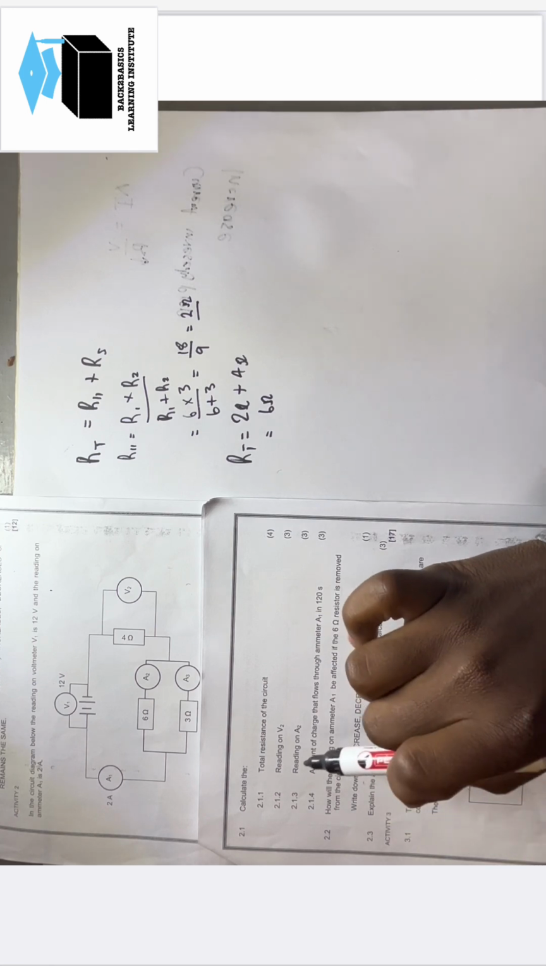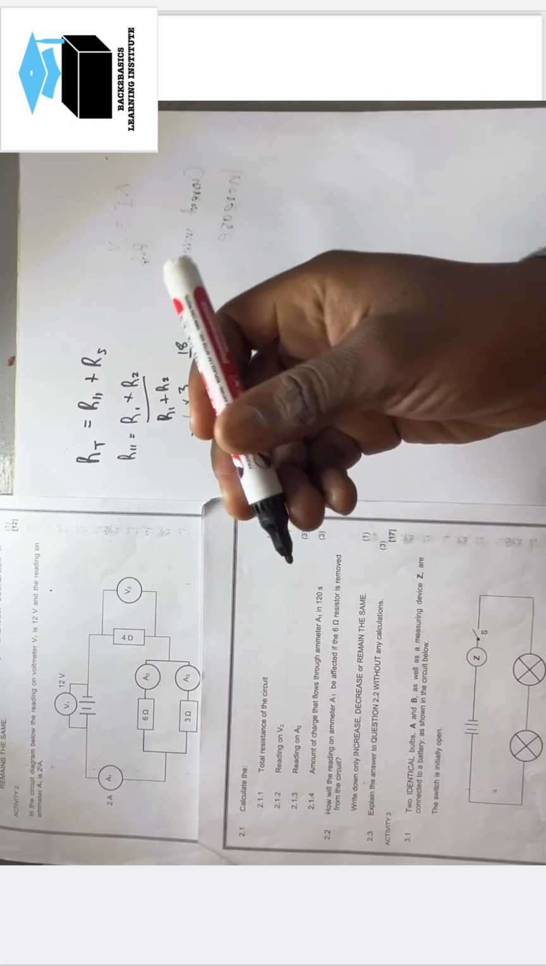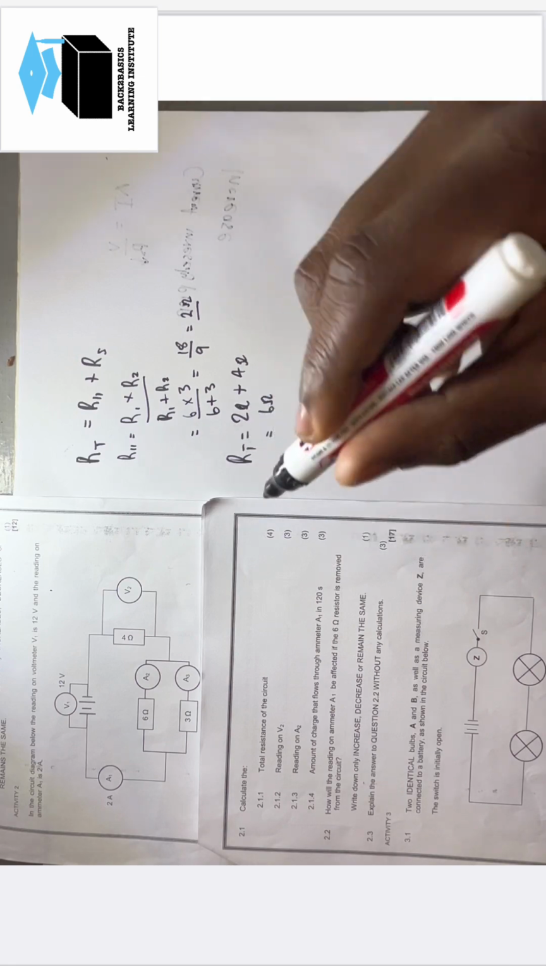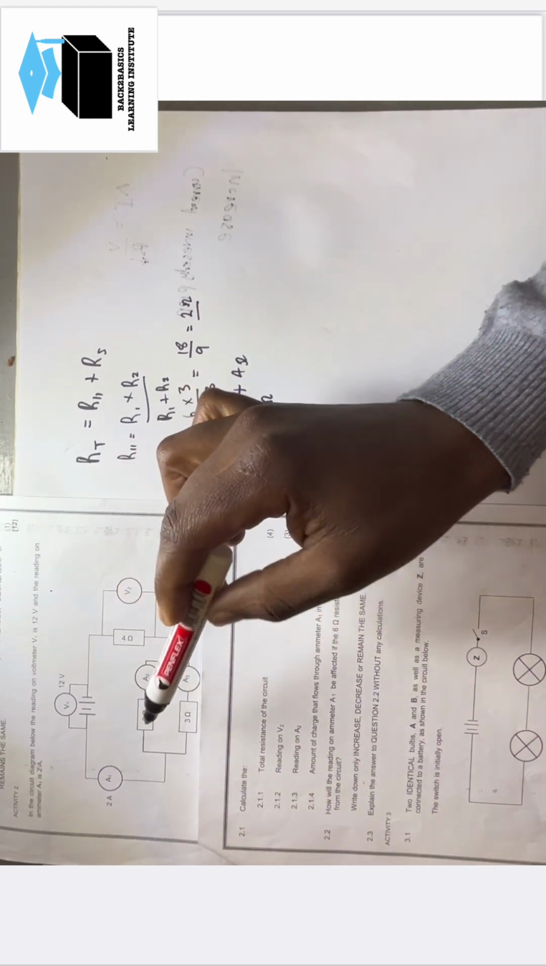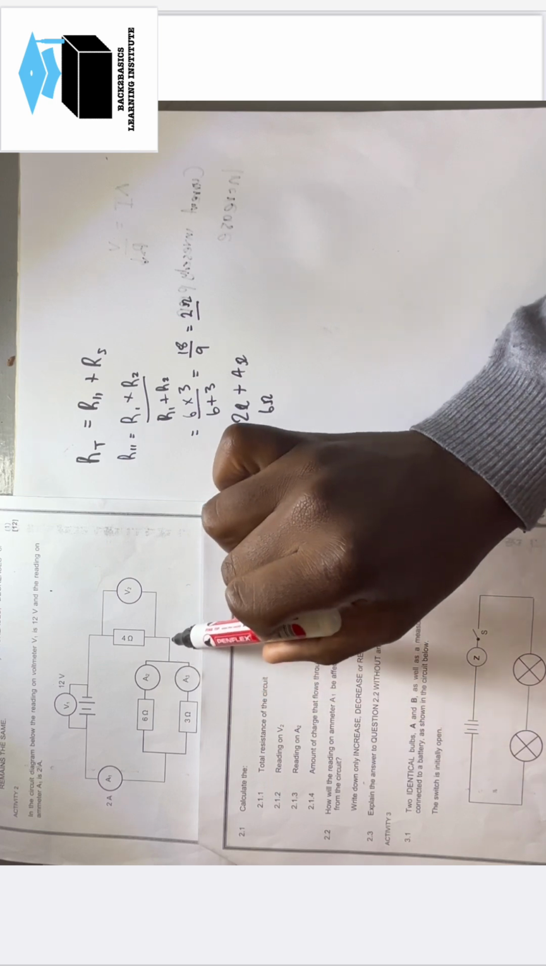Now, let's look at 2.1.2. Here they are asking what is going to be the reading on your V2? Now, this one is very, very easy. So we're going to start here. Remember that in a series circuit, as much as these two are connected in parallel to each other, they are connected in series with your 4 ohms resistor.